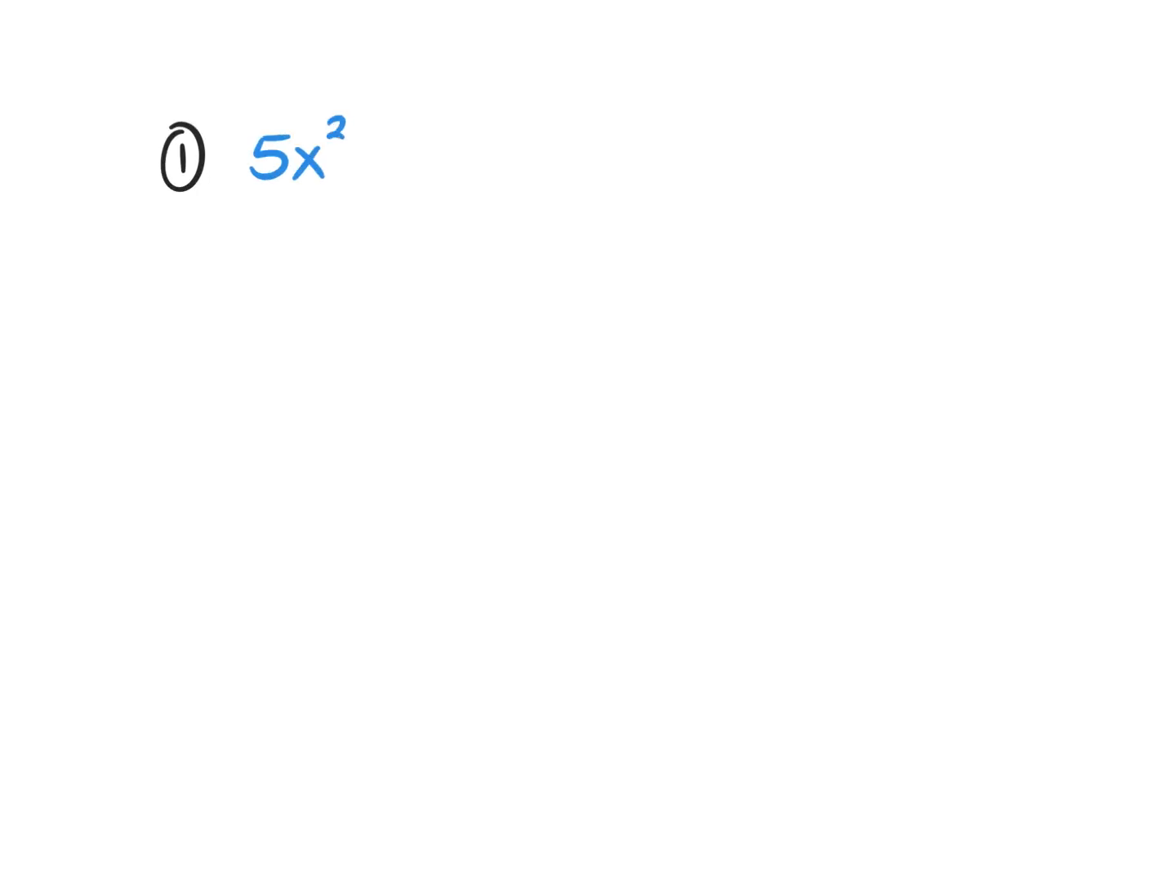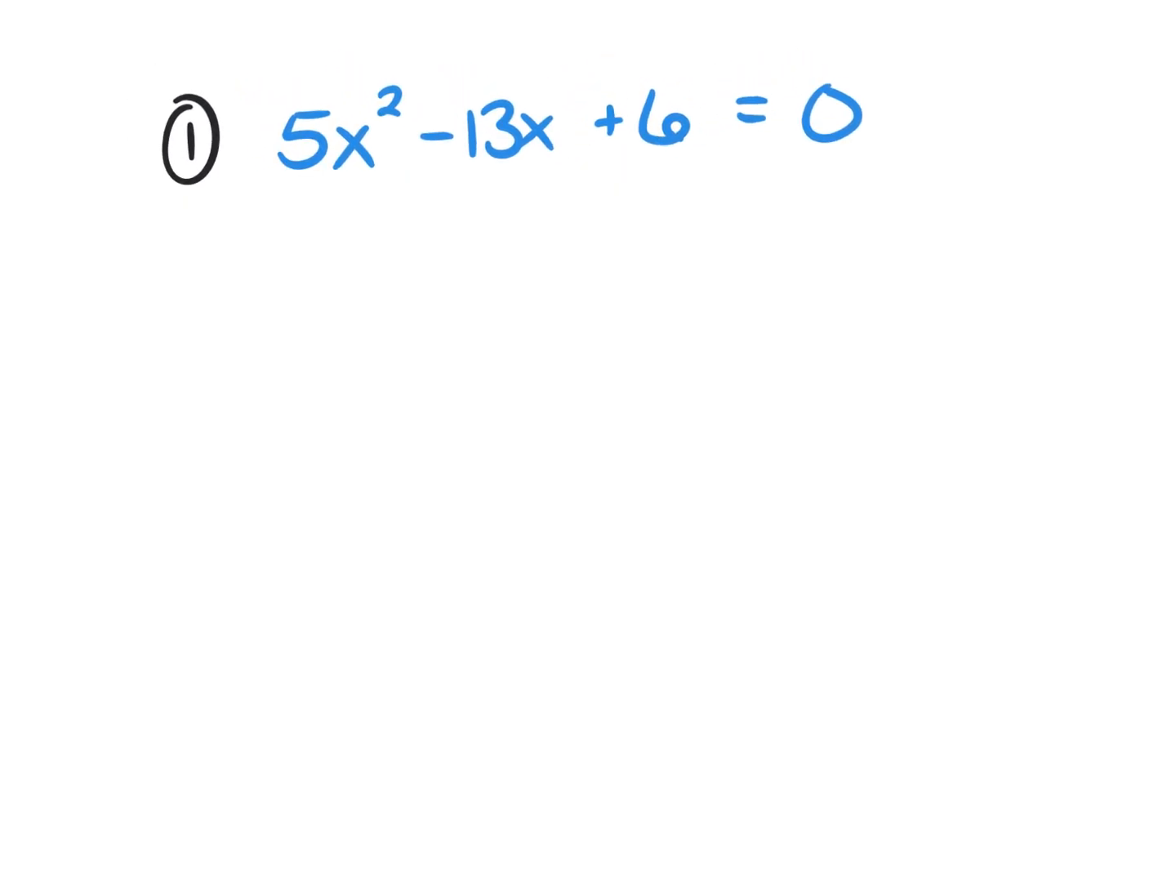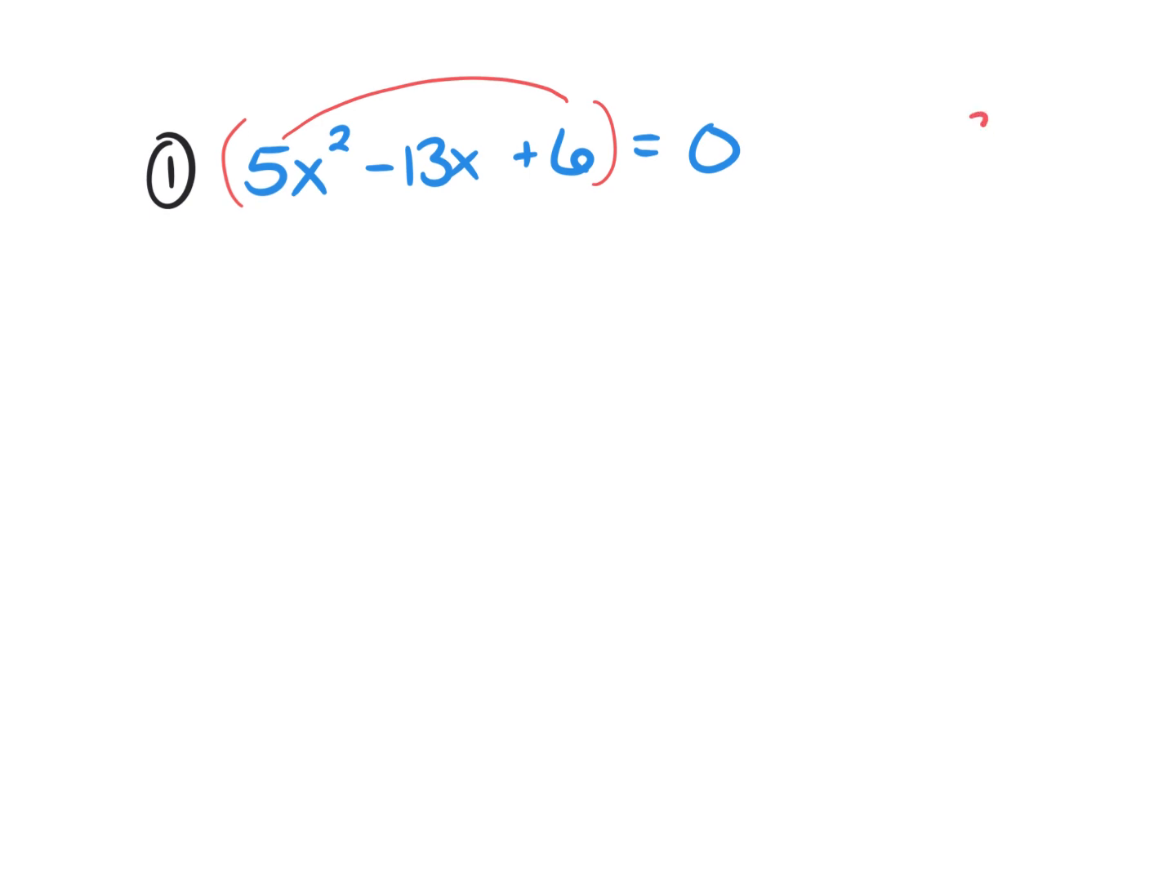Let's try 5x squared minus 13x plus 6 equals 0. Okay, can I take anything out of those 3? Nope. What do we have to do? Because we have this a value here, I got to multiply. What's 5 times 6? 30. What are some factors of 30? 1 and 30, 2 and 15.